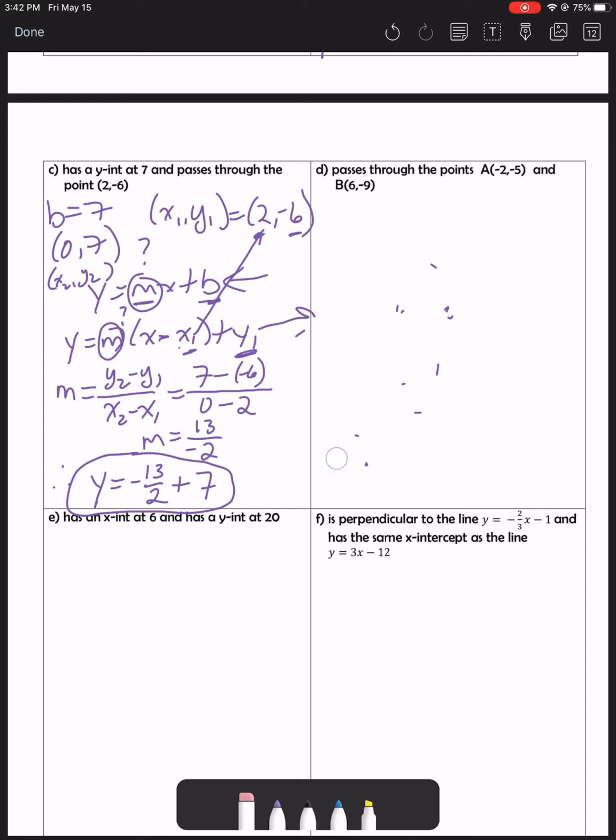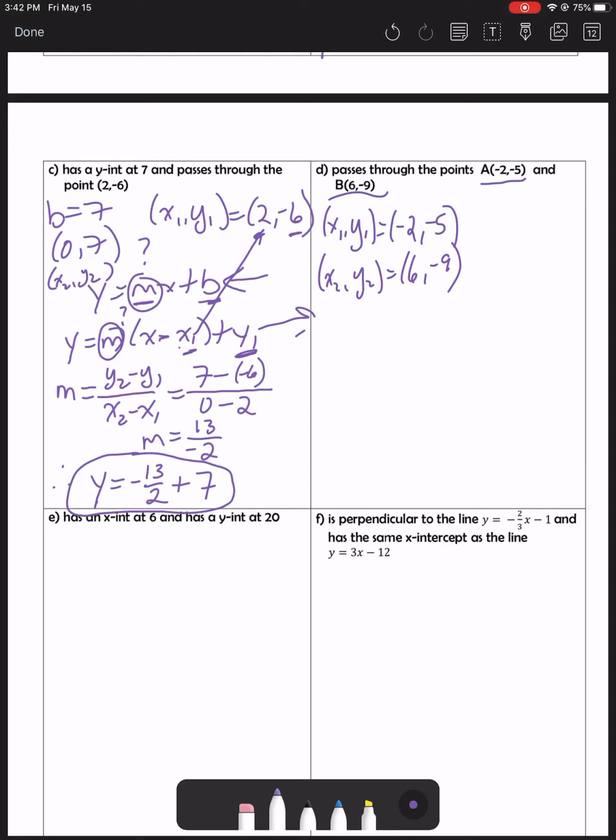Okay, so like I said before, when we're taking a look at the next question, we need to know the slope and we need to know a point. So far, I know 2 points. So I'm going to call those x1, y1 is going to be the point negative 2, negative 5. And x2, y2 is going to be the point 6, negative 9.